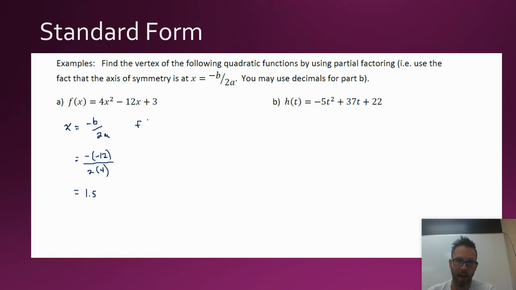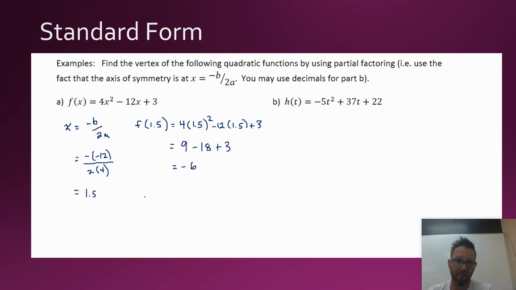Well, what is f at 1.5? Let's find out. 4 times 1.5 squared minus 12 times 1.5 plus 3. Now, guys, we just have to do some calculator work here. So I believe that's 4 times 1.5 squared. That's 2.25 times 4 is exactly 9. 12 times 1.5, that's minus 18 plus 3. So that gives us minus 6.